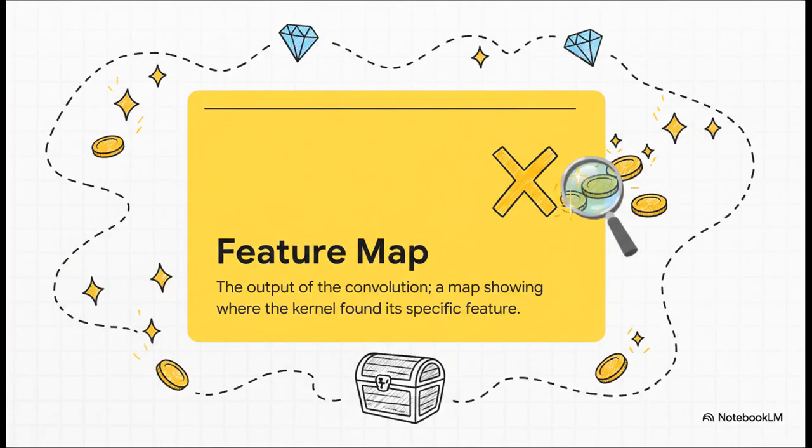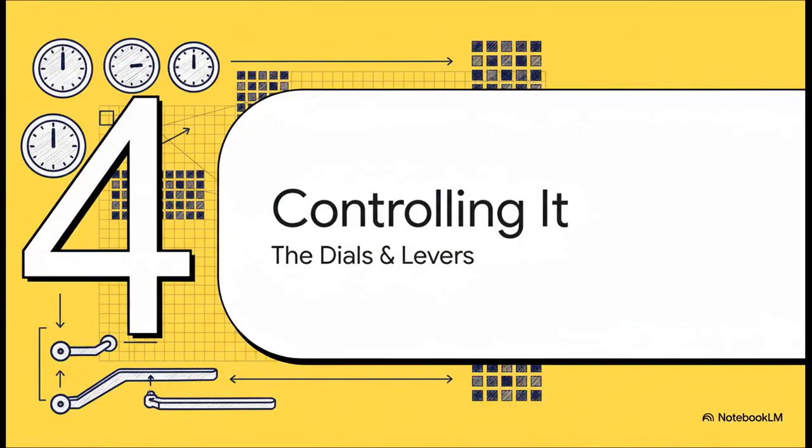And that new grid you're building with all those numbers? That's your feature map. A high number on this map means, hey, the kernel found a really strong match for its feature right here. A low number means, not so much. So it's basically a treasure map for a specific visual pattern. How clever is that? Now, this whole process isn't just set in stone.